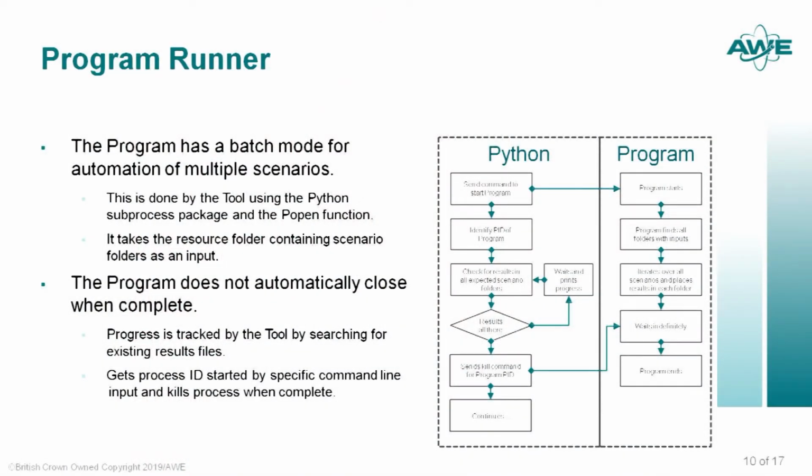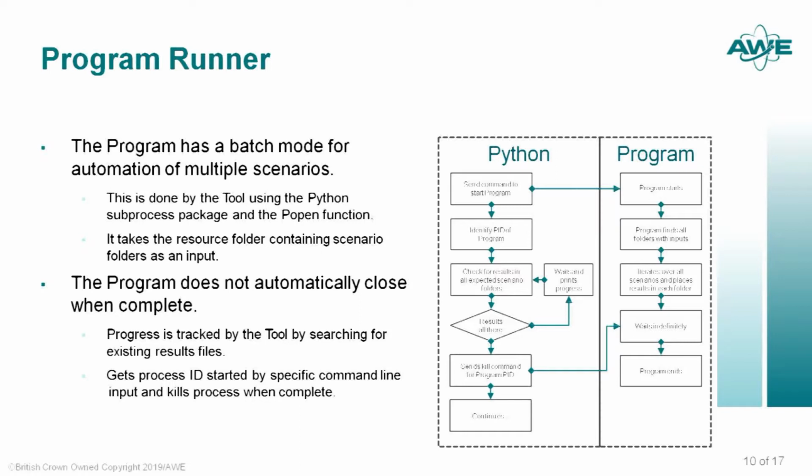So the program runner itself, the program has a batch mode. This can be run from the command line as well. So we use the popen function in Python to basically pass this command line argument in with the required inputs, which would be the resource folder that now contains all of the inputs. The program itself will then just run across all of these and spit out a results file inside those folders for each of the scenarios.